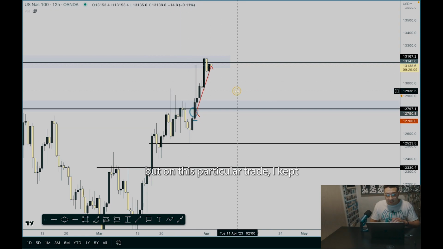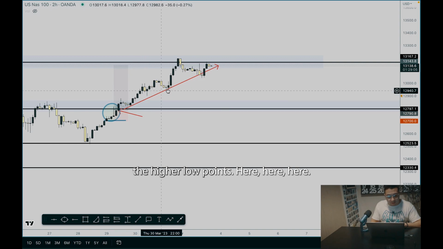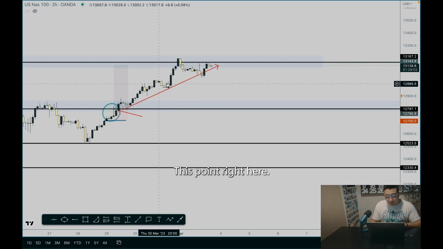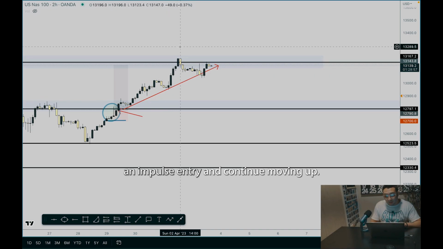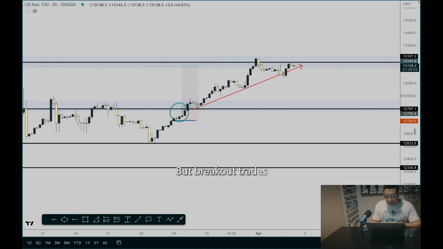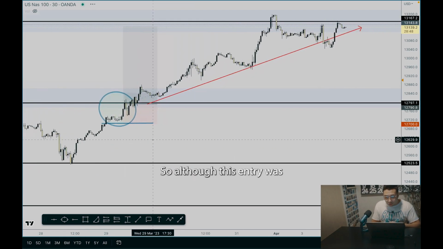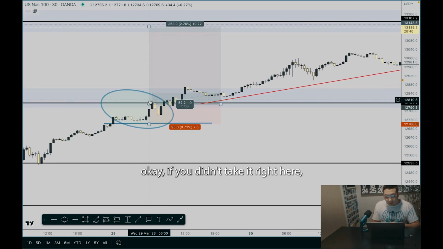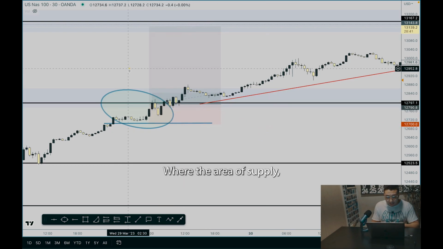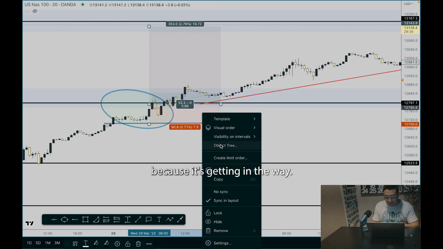But on this particular trade, I kept scaling in on the lower time frames, buying the lows, the higher low points here, here, here. This point right here, I bought the highs because it was a continuation move and an impulse entry and continued moving up, right? So we'll get into that. But breakout trades, you are buying on the break of the highs, okay? So although this entry was a little early, if you didn't take it right here, you could have taken it right here, where the area of supply, the area of support is. I'm going to send this to back because this is getting in the way.